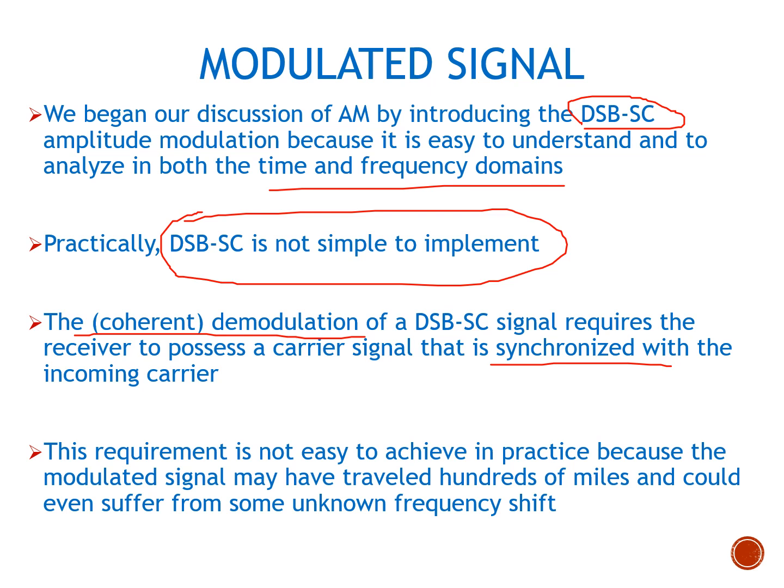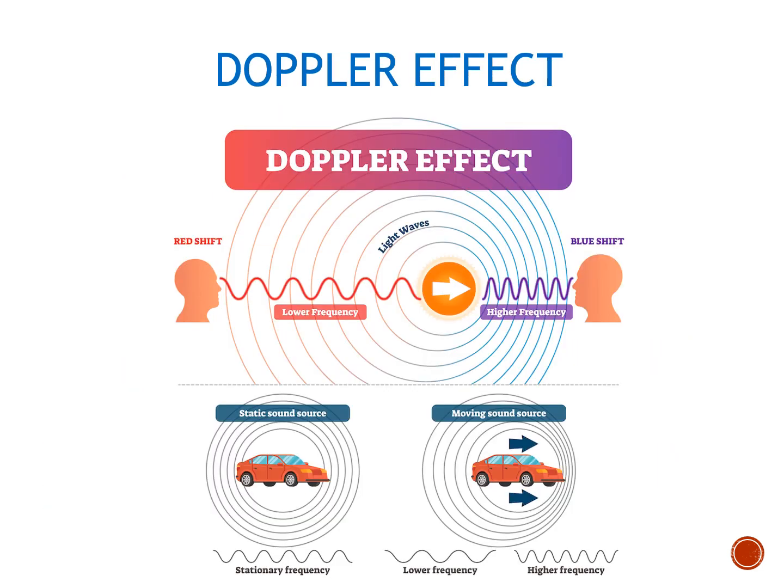This requirement is not easy to achieve in practice, because the modulated signal may have traveled hundreds of miles and could even suffer from some unknown frequency shift. So when the signal travels over the channel, it gets frequency shifts. What are the reasons for frequency shift? Basically, one of the main reasons is the Doppler effect.